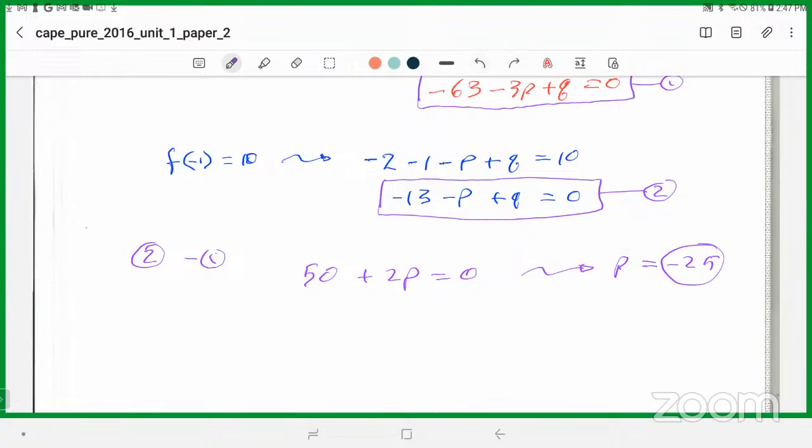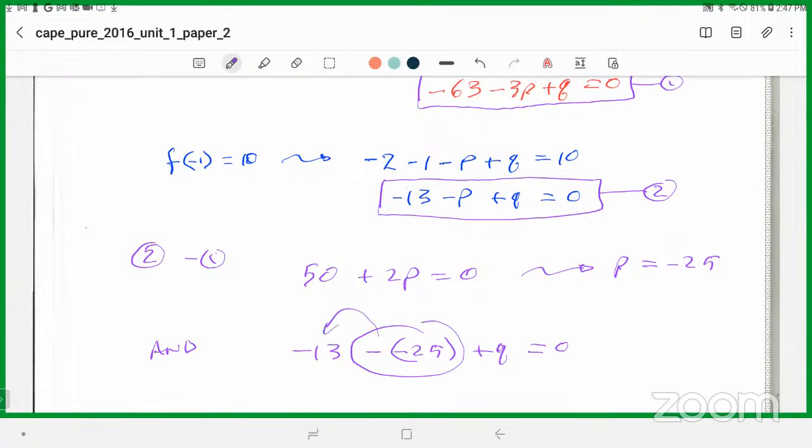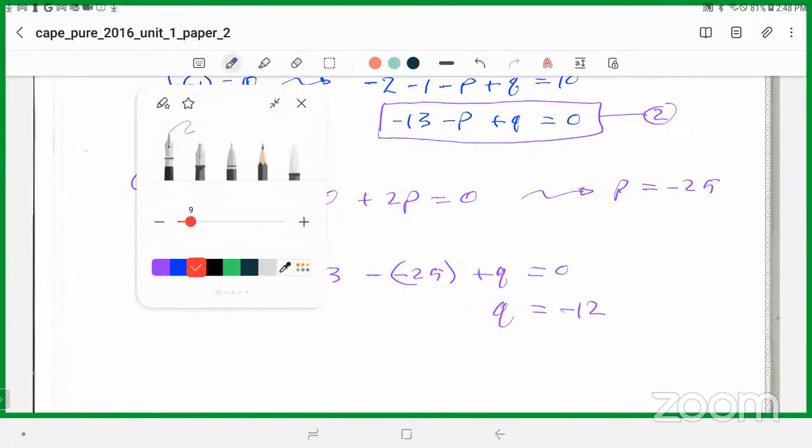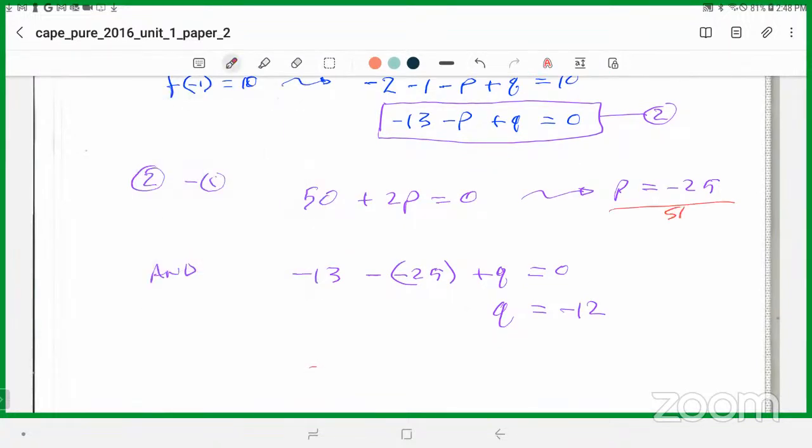So we can then say negative 13 minus a negative 25 for the p plus q equals 0. This becomes 25 minus 37, which is negative 12. Then the 12 goes over there and becomes negative 12. So the q equals negative 12. So those were two values shown. This was shown, and this was shown.